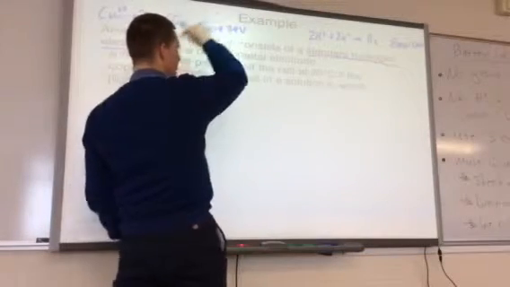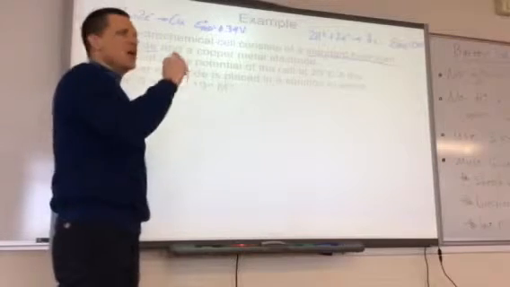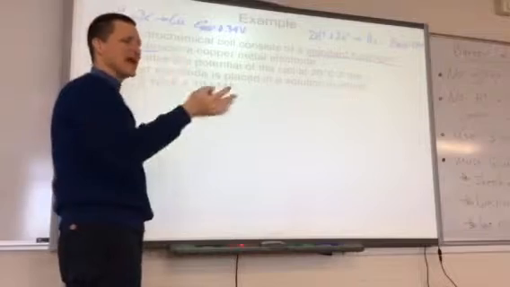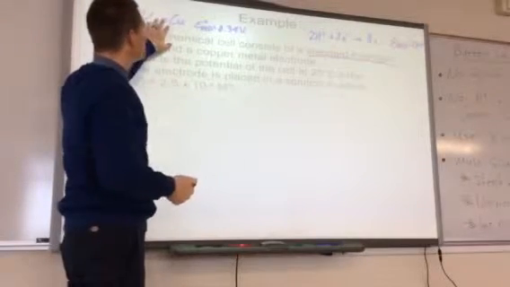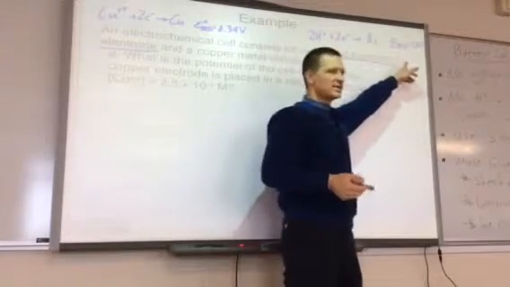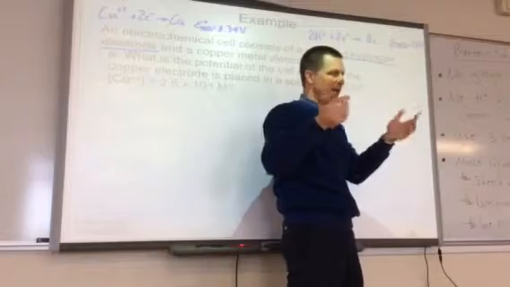These are both written as reductions. One is going to have to be turned around to be an oxidation. When you turn one of them around, when you add the two potentials together, it's got to be a positive number. If I turn this one around, it's going to make it negative 0.34, but negative 0.34 added to 0 is going to be a negative value for the cell potential. Can't have it. It's not going to make any electron flow.